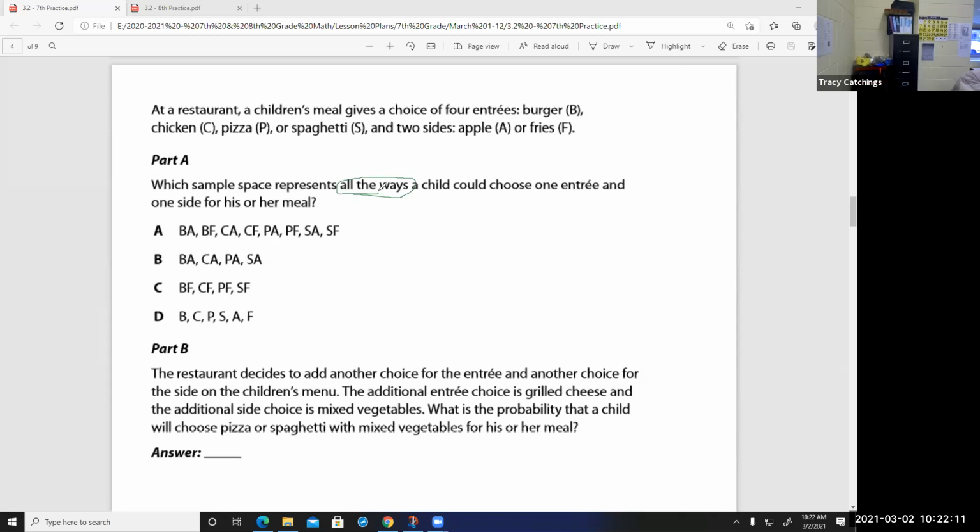Okay, burger and fries. So we know we need burger and fries. All right, what else could we have? A burger or what else? Burger and apples. So we need a B and A. So that means A will be our correct choice. Burger and apples, burger and fries. Then they told us apples, chicken and fries.